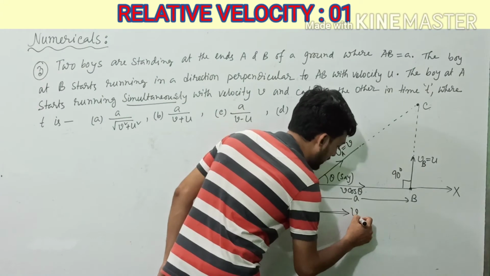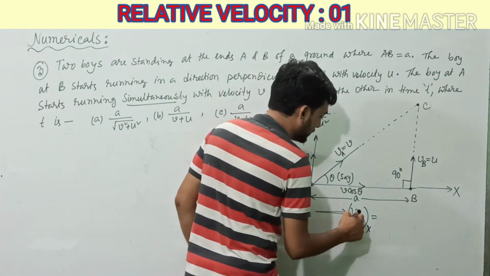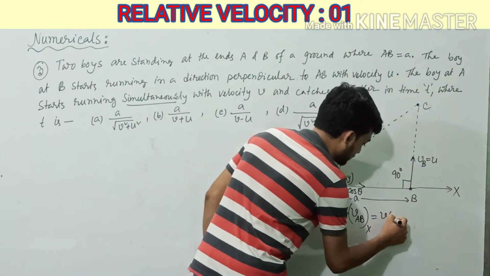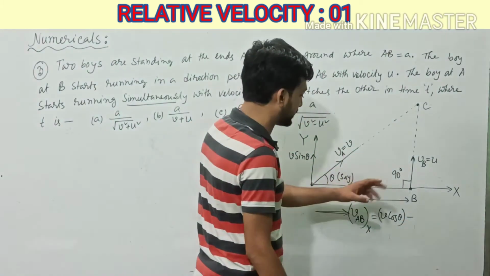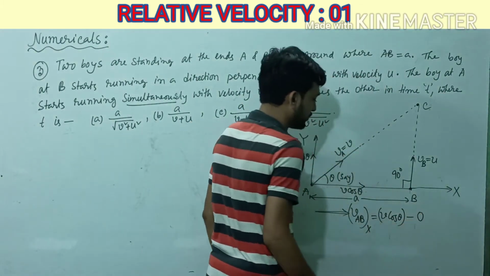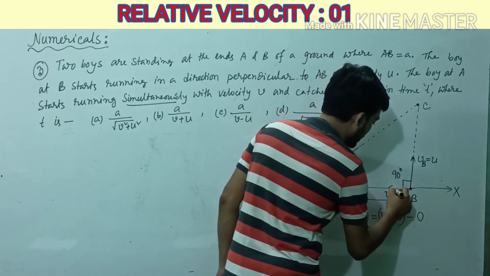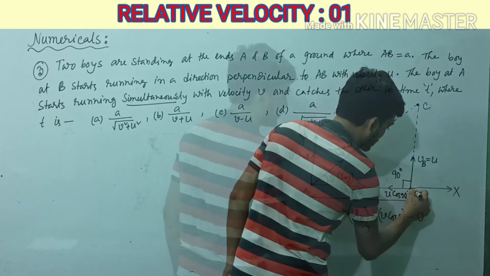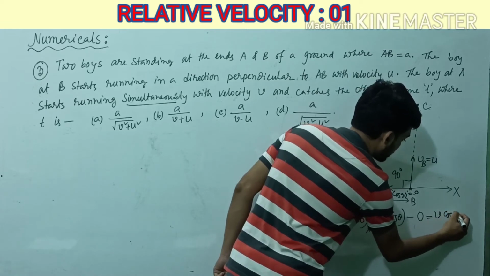Relative velocity of A with respect to B along the x-axis will be simply the velocity of boy A along the x-axis minus the velocity of boy B along the x-axis. It will be 0, because there is no component. If you take the component, you will get u cos 90, which will be 0 only. So simply you will get v cos theta.